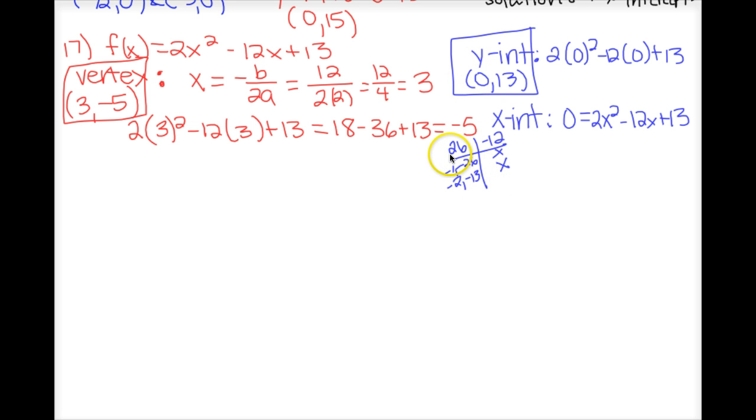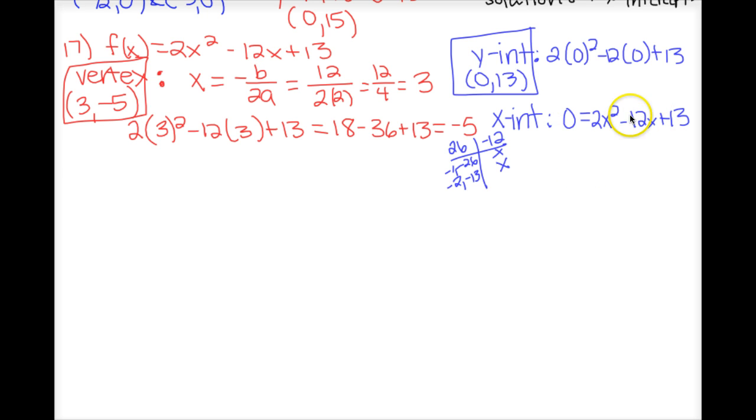26 is not divisible by 3. It's not divisible by 4, not by 5, not by 6, not by 7, not by 8, not by 9, not by 10, not by 11, and not by 12. So we found all the factors, neither of them worked, which means this is not factorable. So again, you have a choice here of how you want to solve this. You can solve this by completing the square, or you can solve it using the quadratic formula.